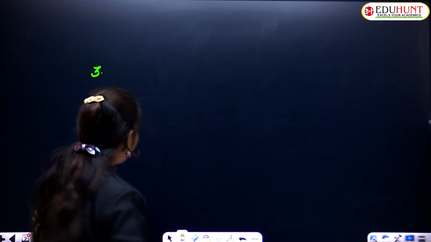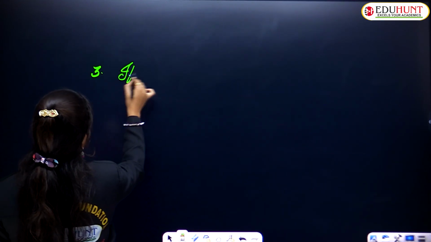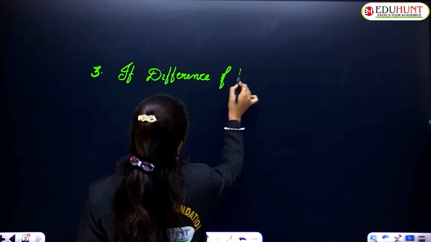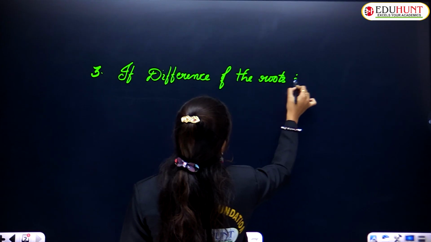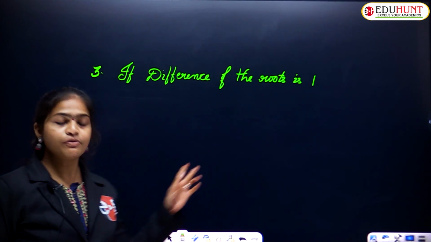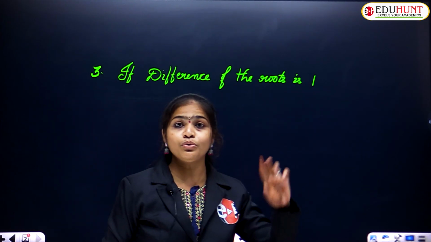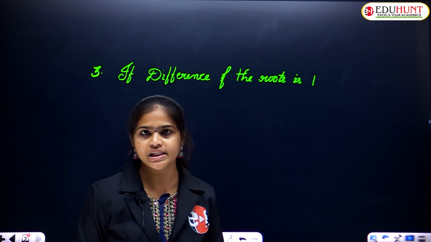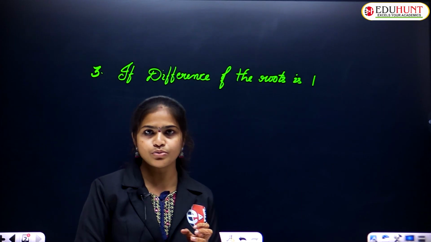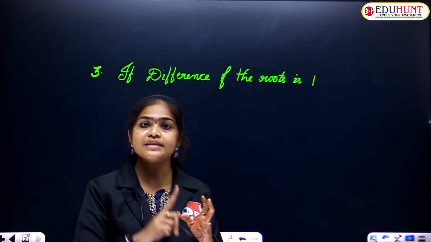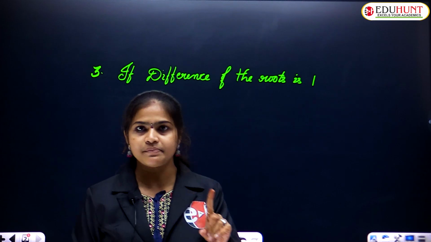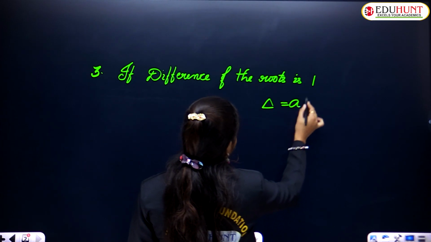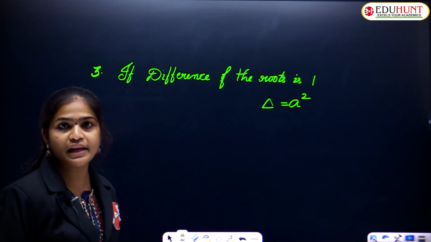So let us see the next point here: if the difference of the roots is 1. If the difference of the roots is 1, it means the roots are consecutive roots. For example, 2 and 3 are the roots of some quadratic equation. So 2 and 3 are two distinct roots, and the difference between 2 and 3 is 1. In that case, the delta value is a square.